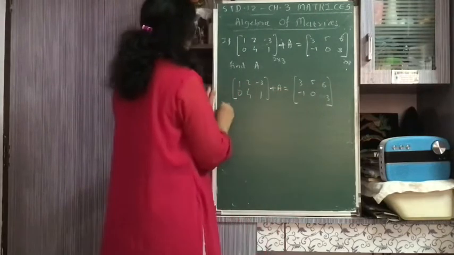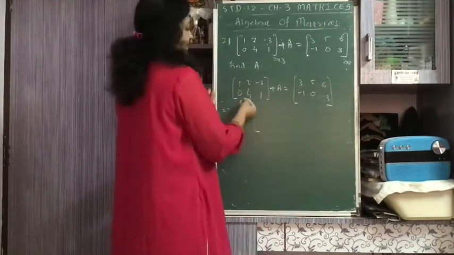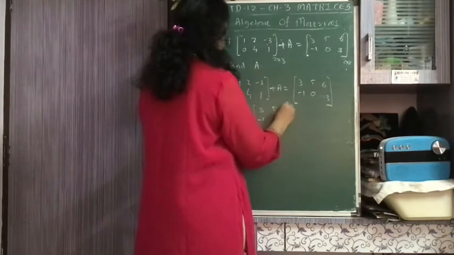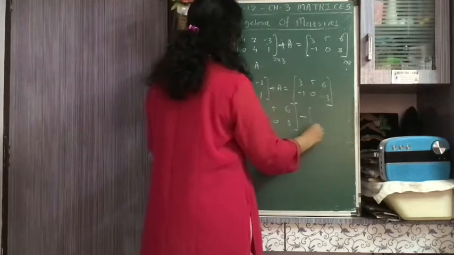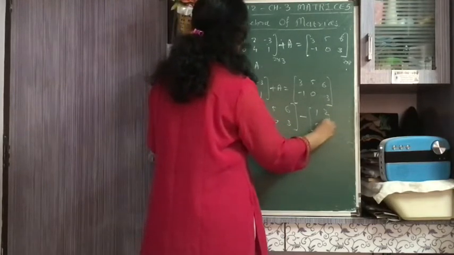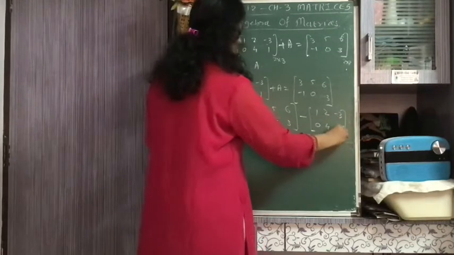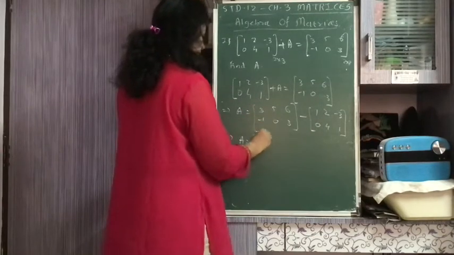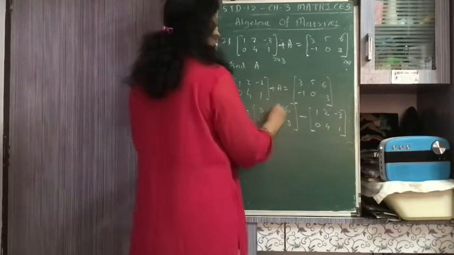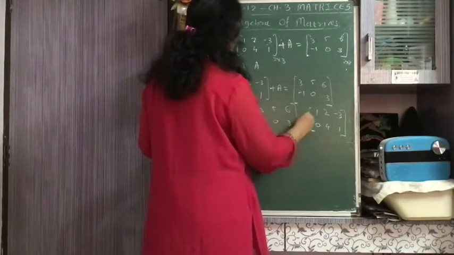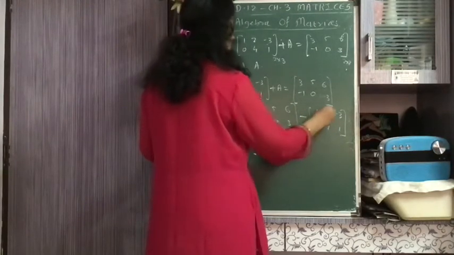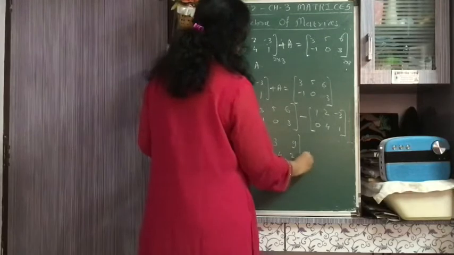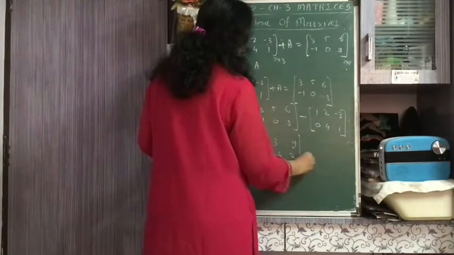Now we shift this to the opposite side, or we can say we are adding the negative matrix of this. Quite similar to how you are doing in real numbers. So 3 minus 1 is 2, minus 1 minus 0 is minus 1, 5 minus 2 is 3, 0 minus 4 is minus 4, 6 minus 3 is 9, 3 minus 1 is 2. So this is the matrix which you require.